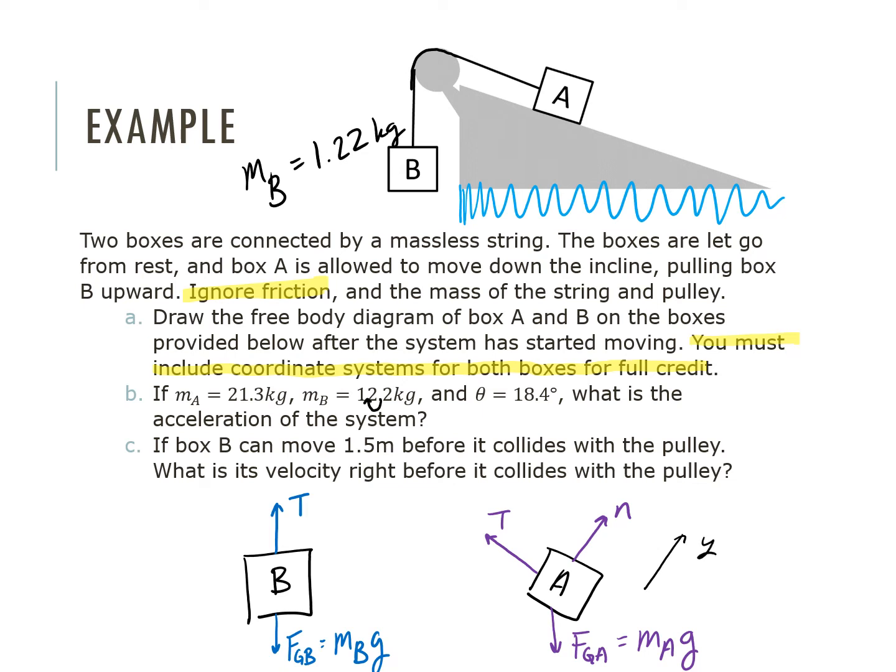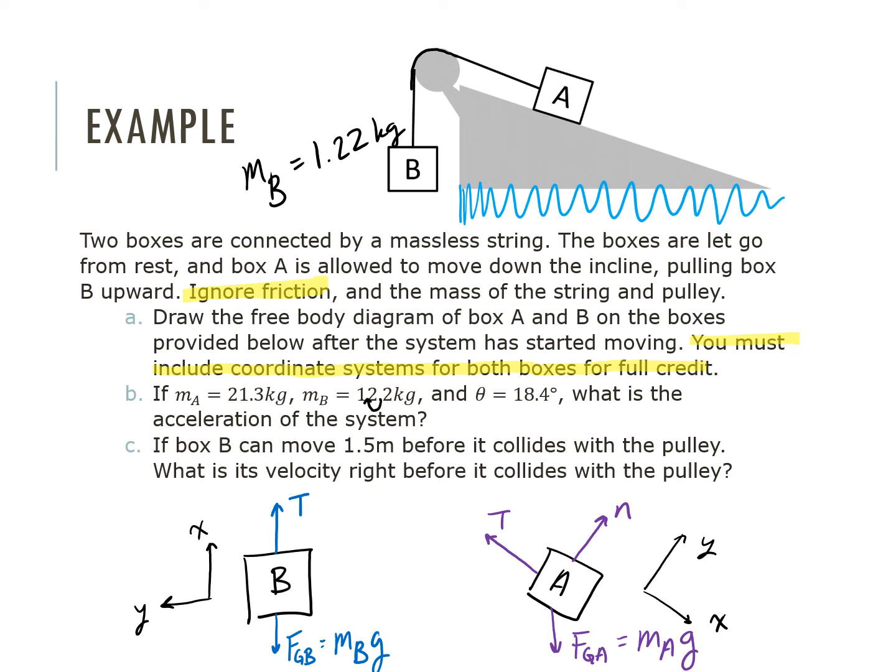Anyway, so I'm going to put my y direction for box A in the direction of the normal force, and I'm going to put x pointing down the incline. Because I want box B and box A to move in the same direction, I'm going to say that up is positive x, and to the left is y. I don't have any forces in that direction, so I'm not going to have to worry about it. So that's going to make my life simpler.